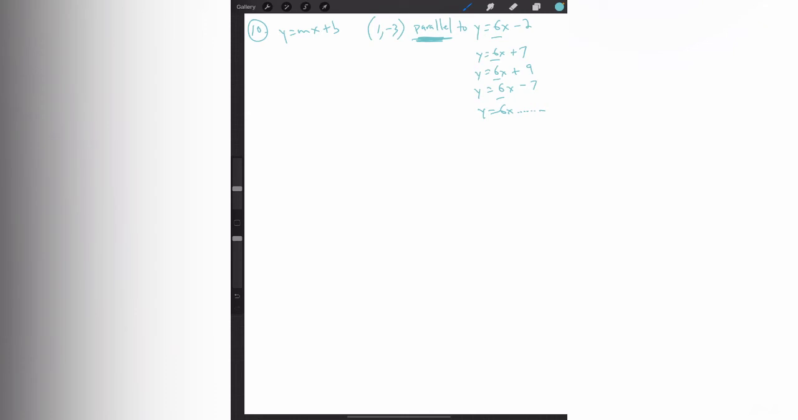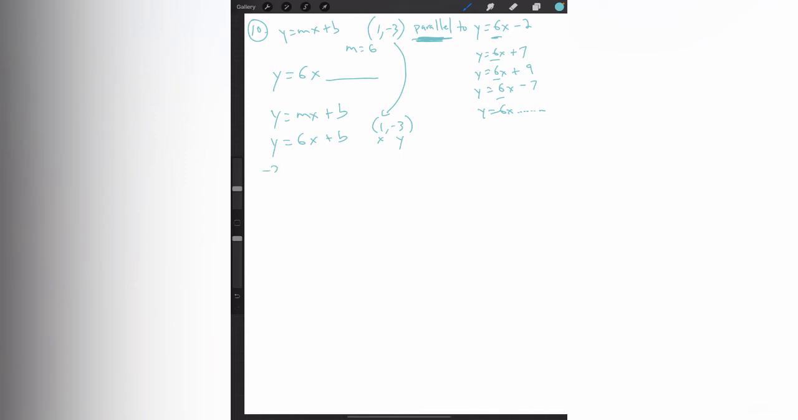So if I know that the line's parallel as long as it has 6 as the slope, well, I know that my m is going to be 6, plain and simple. So I'm going to start off here, y is equal to 6x, and then I need to finish this off. What do I do? I'm going to take my equation y is equal to mx plus b. I know what m is equal to now, and I'm going to use my point that I had originally, (1, negative 3), right? This is my x value, this is my y value, and I'm going to substitute in these values.